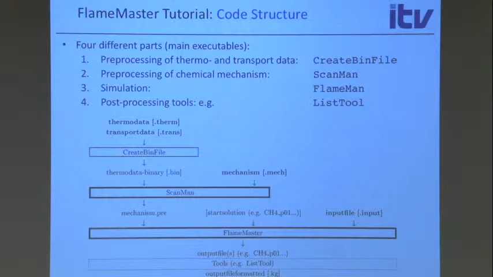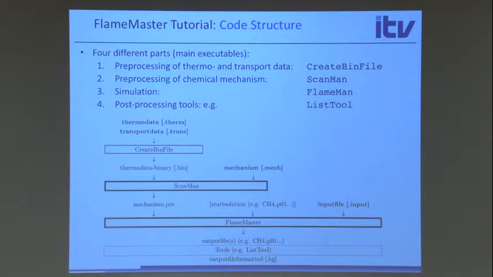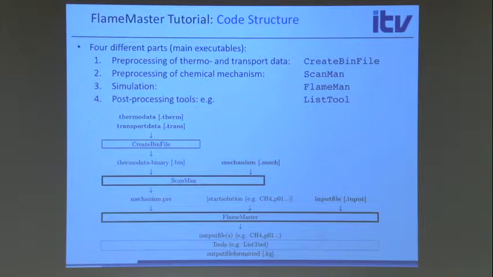So the idea then is to take this thermodata file and a transport data file. Both of these are text files, and every time you want to pre-process the mechanism, you need to read these text files. It takes a long time on a computer to read a text file, so we just convert these into binary files in the beginning because they usually don't change very much. So this is what create bin file does: it takes these two as input, and it creates a binary file which now has all the transport data and the thermodata.